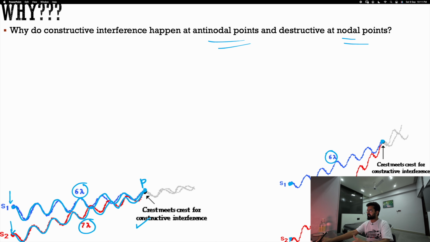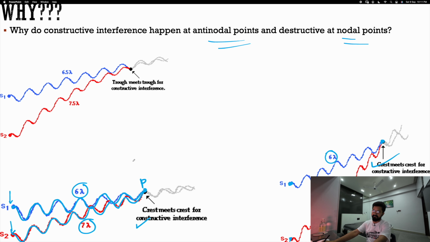So peak meeting peak, constructive interference. Look at the third example here. S1 traveling 6.5 lambda starts with peak, ends with trough. S2 travels 7.5 lambda, starts with peak, ends with trough. Then also trough meeting trough, constructive interference. You can see the path difference is 1 lambda here.